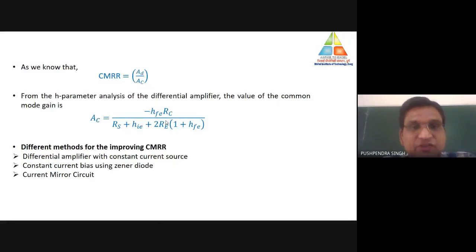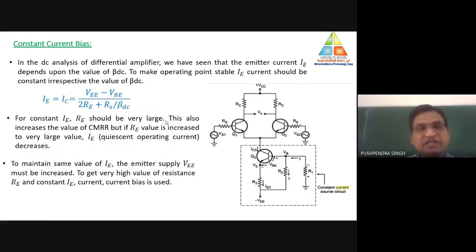The very first method is the differential amplifier with constant current source. Second method is constant current bias using Zener diode. And the third method is current mirror circuit. So these are the 3 different methods by which we may reduce the value of common mode gain. So now we are starting with the different methods one by one.